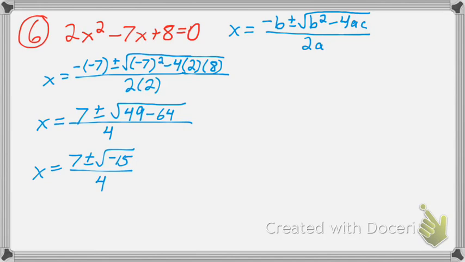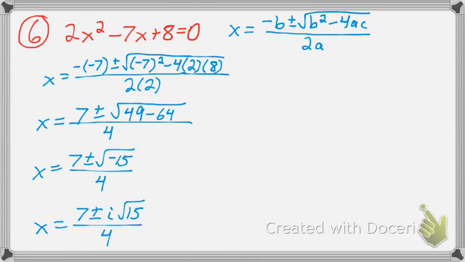Now, whenever you see a negative inside the root, that's, again, imaginary root. So you've actually got to represent that with i. 7 plus or minus i times the root of 15 over 4. Because i represents the root of negative 1.